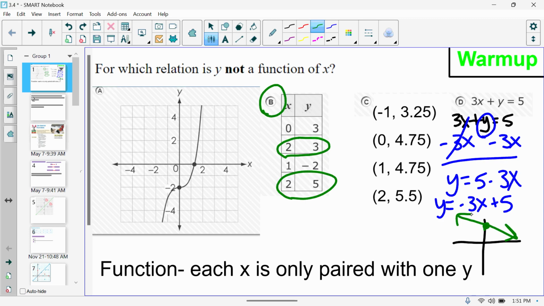When you look at the graph, so it's very easy to tell if something's not, sorry, Emerson, I thought that was everybody.